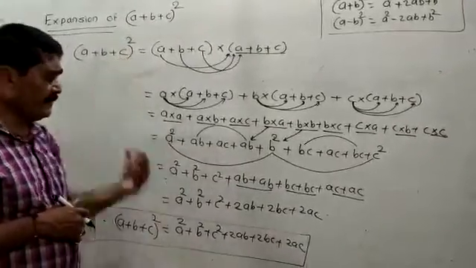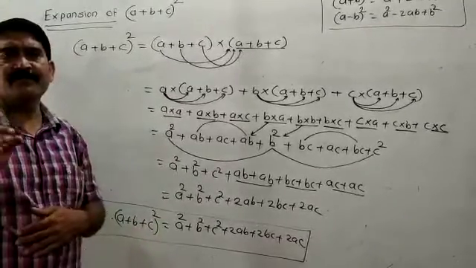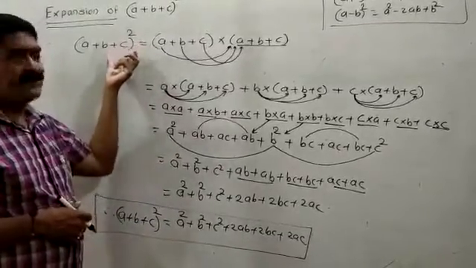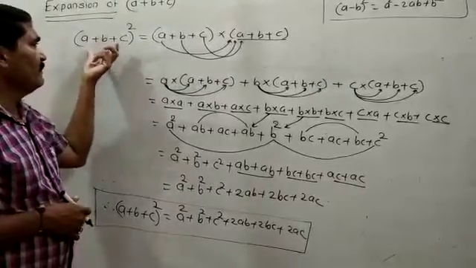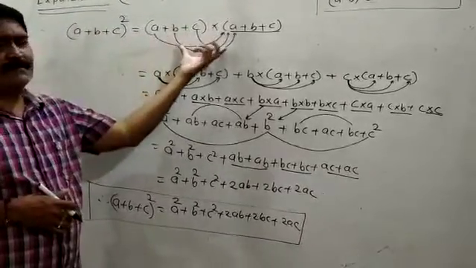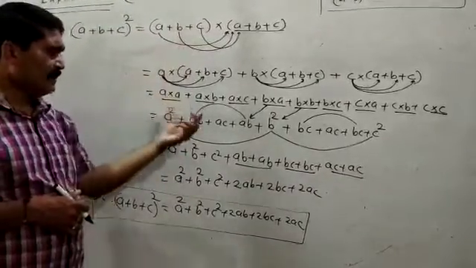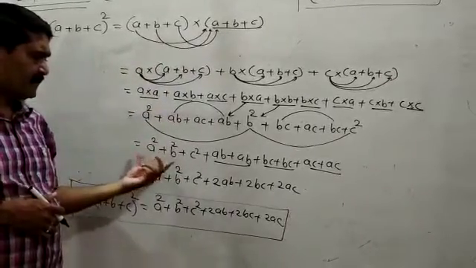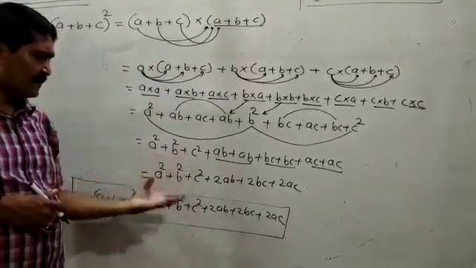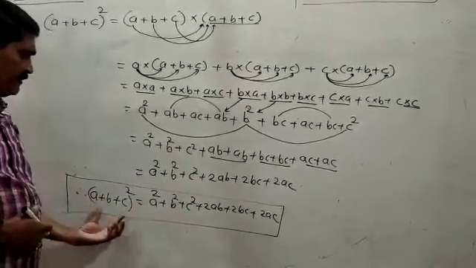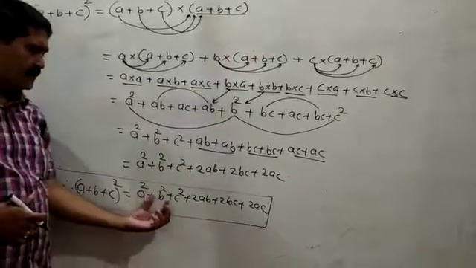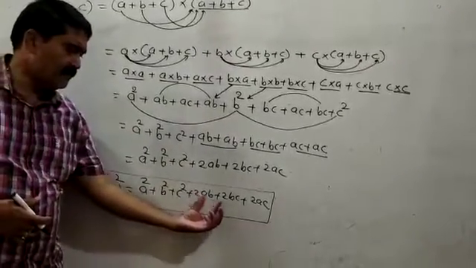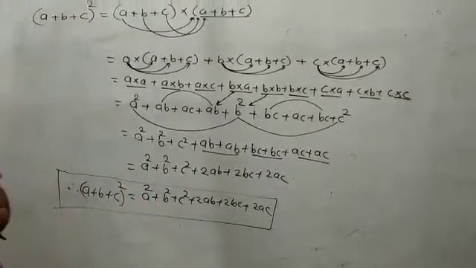How will this identity come? If that question comes to you, at that time this has to come to your mind: (a plus b plus c) whole square is equal to 2 times multiplication after the distributive law, and after that you have to collect the like terms together and single terms together, and you have to make the identity (a plus b plus c) whole square is equal to a square plus b square plus c square plus 2ab plus 2bc plus 2ac. I think you understand all these things.